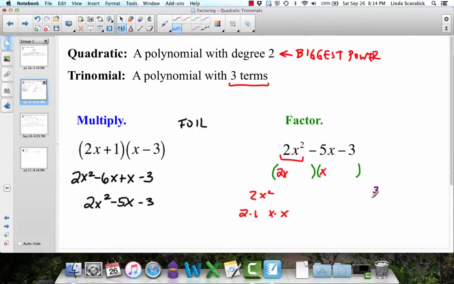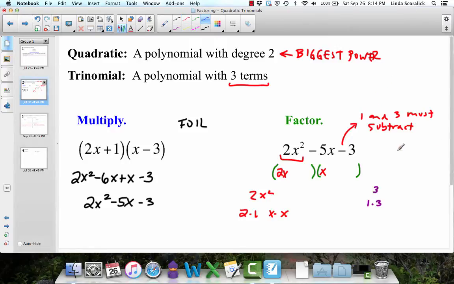Let's look at the 3 now. With the 3, I know that that has to be 1 times 3. The question comes into play, where do I put the 1 and where do I put the 3? Because one of them is going to multiply by the 2. Well, here's what I know. Because this sign is negative, I know that the 1 and 3 must subtract. And subtract means that they have to use different signs, so one has to be positive and one has to be negative.